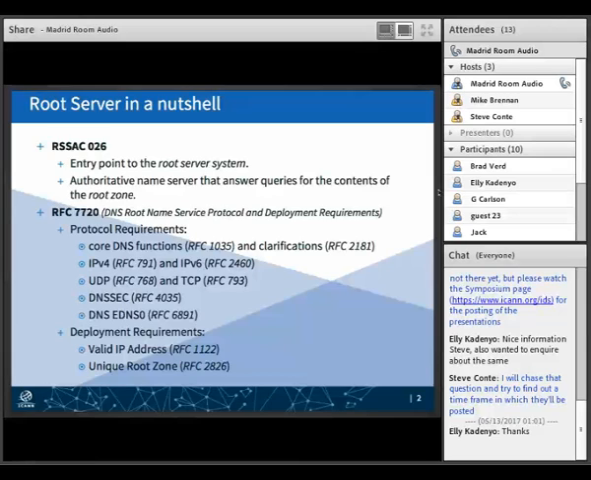And what we're doing on the root server is basically following a lot of RFCs that we're using as our laws, for what we do and what we are not doing. So we have this comprehensive list of the things that we're trying to do correctly.